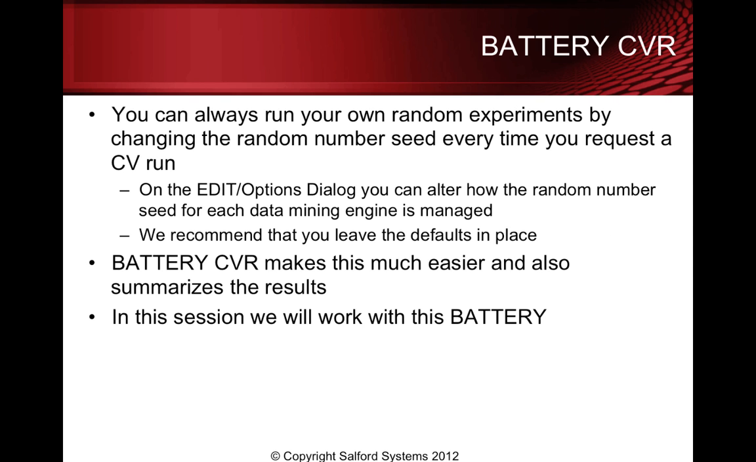Now you can always run your own random experiments by changing the random number seed every time you request a cross-validation. On the Edit Options dialog, you can alter how the random number seed for each data mining engine is managed. And you can also allow the random number seed to change between one run and the next. The default is to reset the random number seed to exactly the same value at the start of every run, which allows you to reproduce runs when you run the same setup more than once. We therefore recommend that you leave the defaults in place.